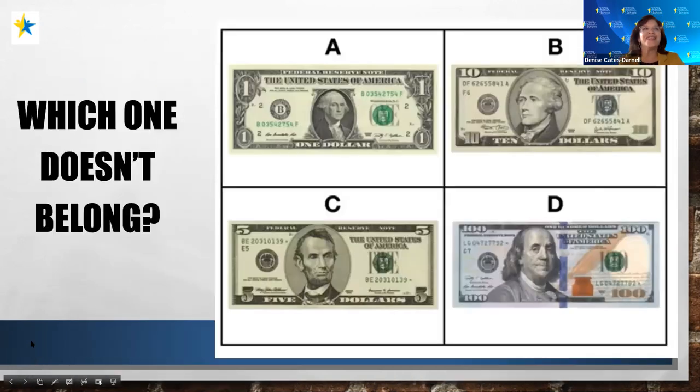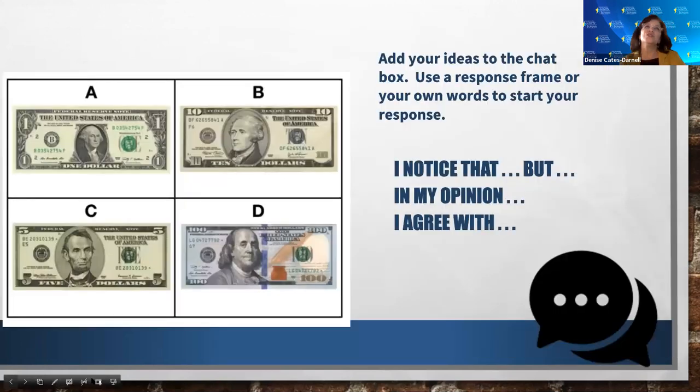So we're going to start today by just thinking about math a little bit. We want to do a quick activity called Which One Doesn't Belong? I'd like you to look at these four pictures, and you can see that each one has a letter above it. Think about which one doesn't belong. In the chat, I'm going to ask you to respond by telling us which one you think doesn't belong and why. But since we are focusing on supporting English learners, I've given you a few response frames.